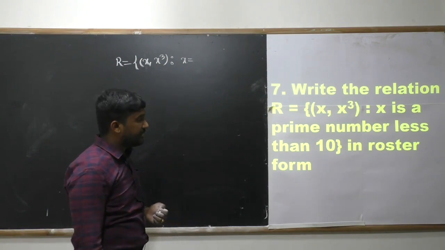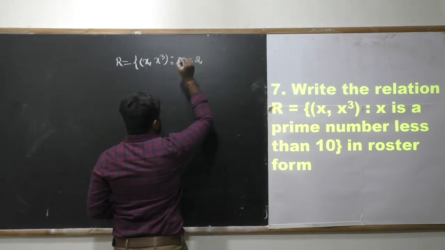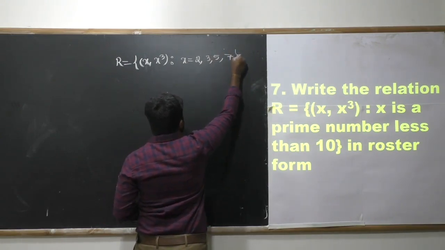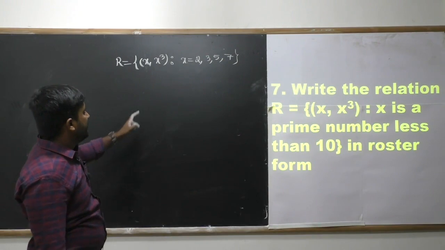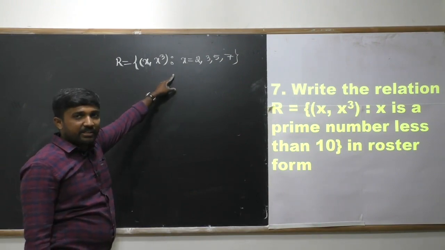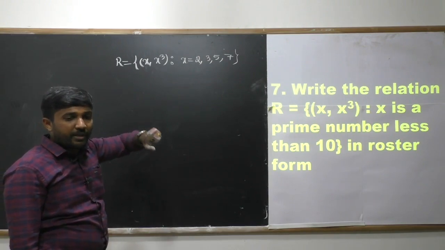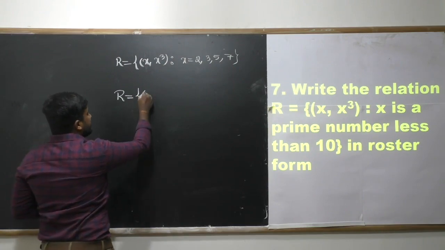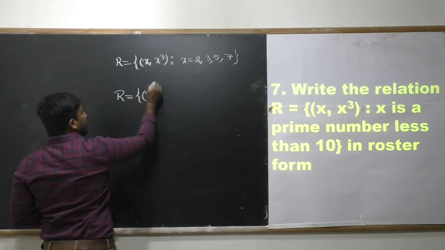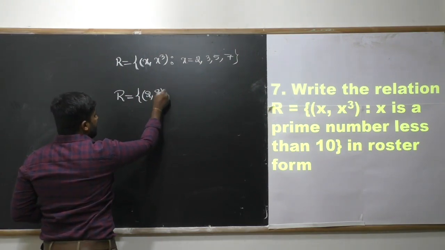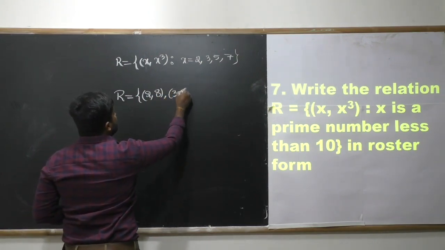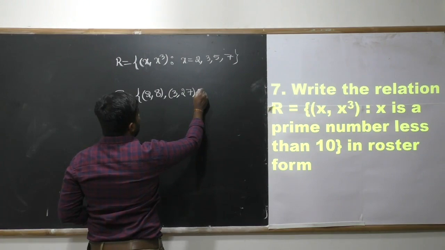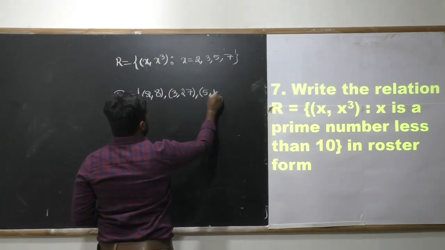Okay, what are the prime numbers less than 10? 2. Next 3, 5, 7. Correct? These are the elements that satisfy the given condition. X is equal to 2, 3, 5, 7. Now the roster form of the above relation R is set containing ordered pairs 2 comma 2 cube. What is 2 cube? 8. Next 3 comma 3 cube. How much? 27. Next 5 comma 5 cube. 125.